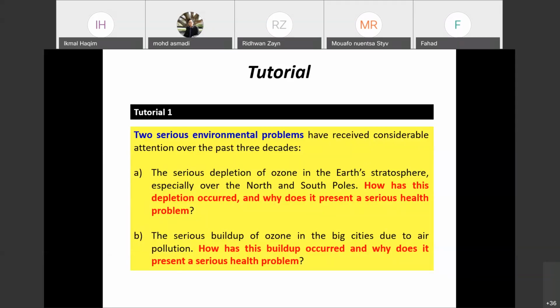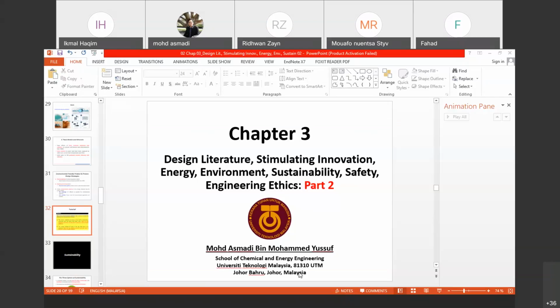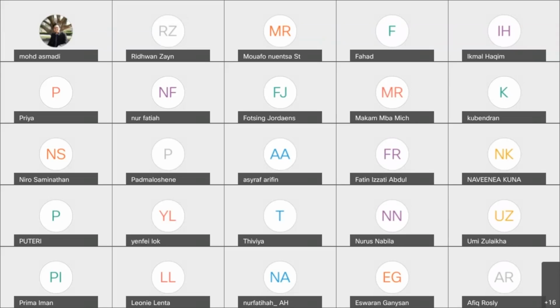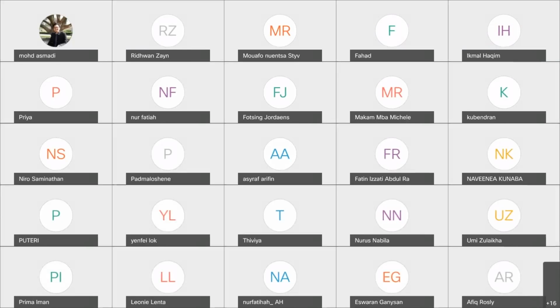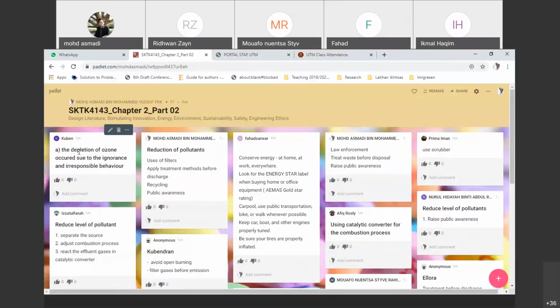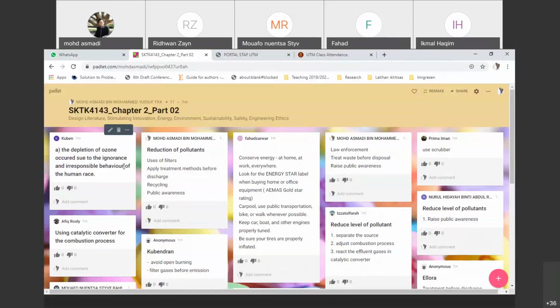So for A, how this depletion occurs, present a serious health problem. Ozone depletion is due to the ignorant and unsubtle behavior of the human race.